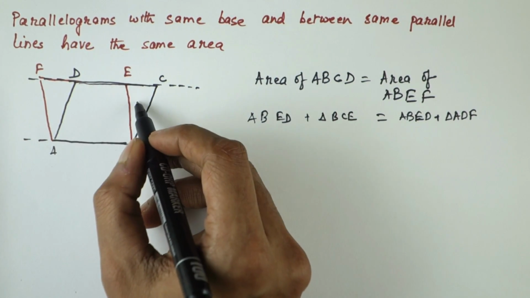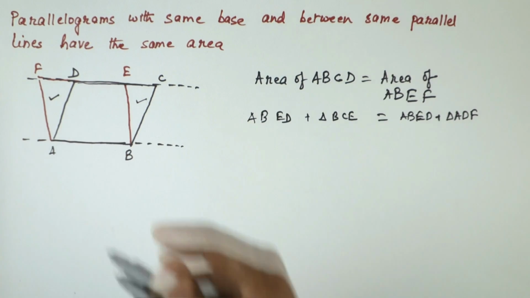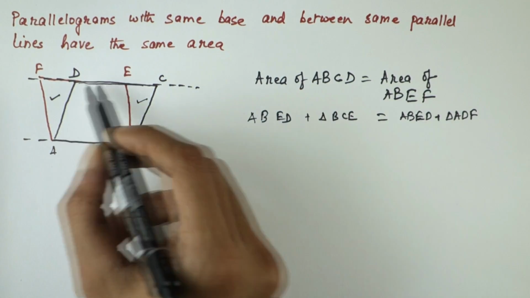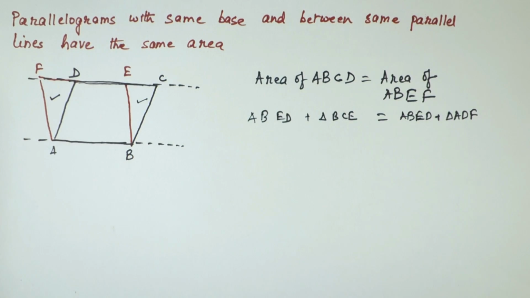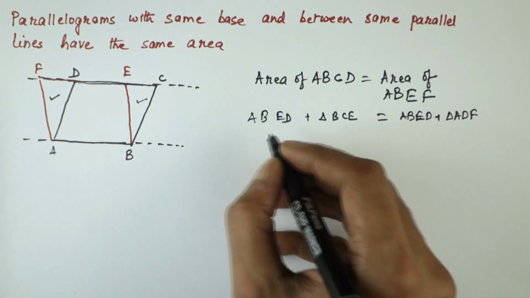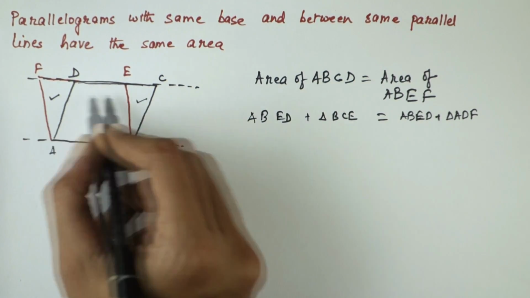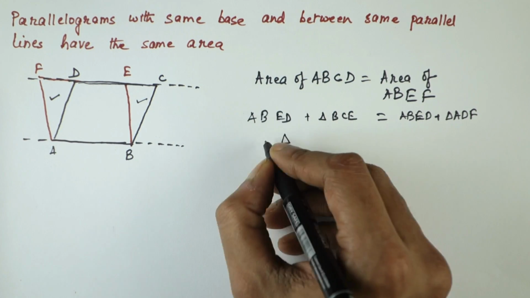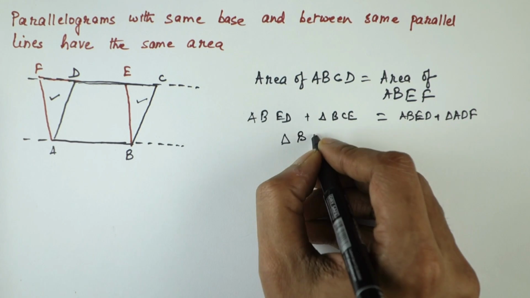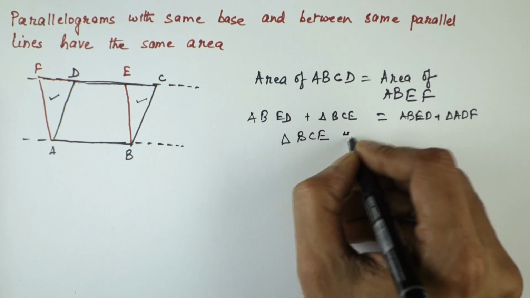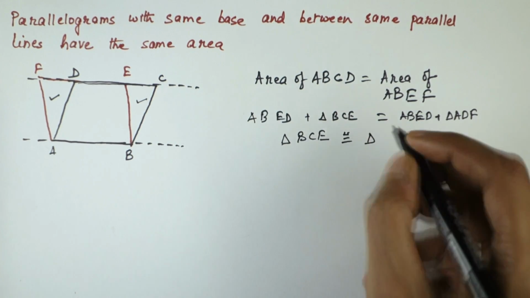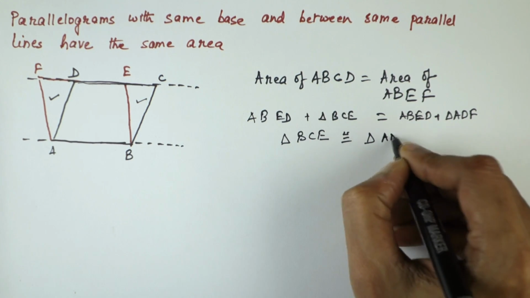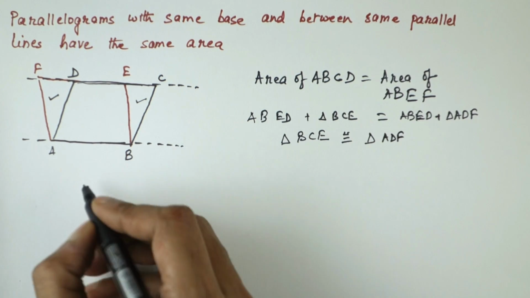So in effect, if we can prove that the areas of these two triangles are equal, then we will prove that these two parallelograms that we have drawn have the same area. So to prove that these triangles have equal area, we have to prove that they are congruent. So we have to prove that triangle BCE is congruent to triangle ADF.